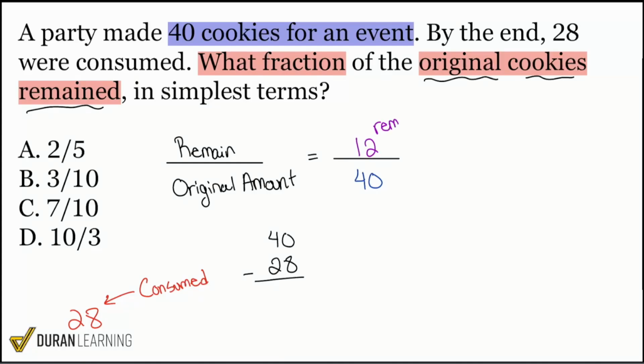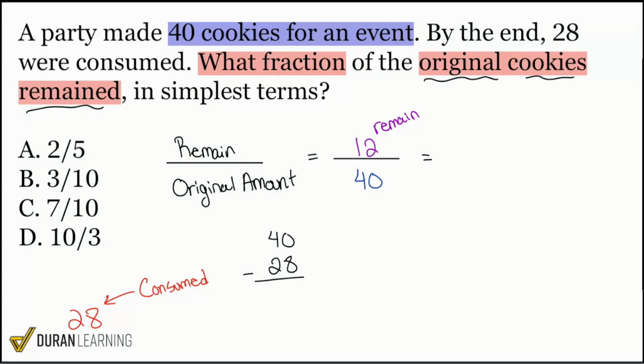12 remained. Now we're properly representing the fraction that we wanted. How many remain out of the original amount? 12 out of 40. And so the last thing that we need to do from here is simplify. Everyone, what number can we divide? The biggest number we can divide from both 12 and 40. Because I know they're both even. I know we can start with 2, but there's a bigger number, and that's going to be 4.